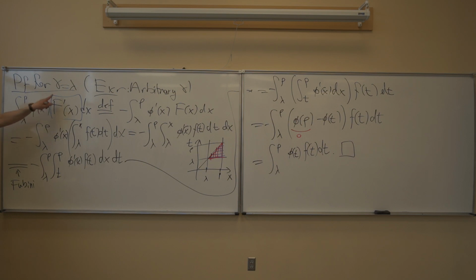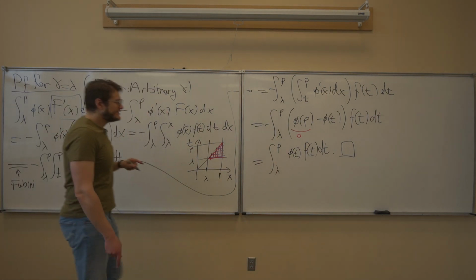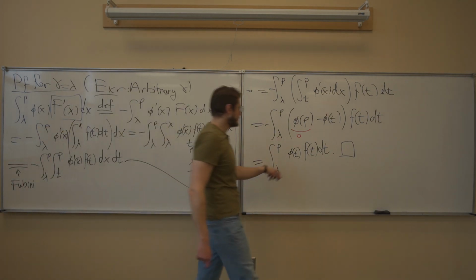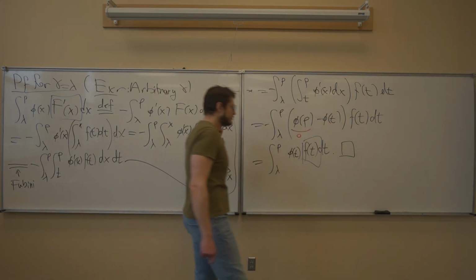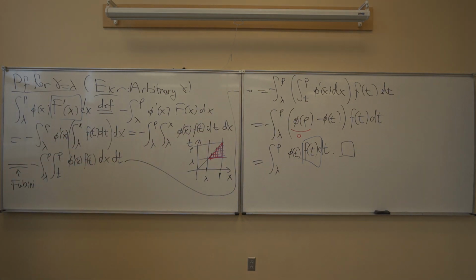I was testing capital F prime against this lowercase phi, did some stuff, and I realized that detecting values of capital F prime is the same thing as detecting values of lowercase f. That's what it means for these two things to be the same in the weak sense. Okay, and that's the end of the proof.